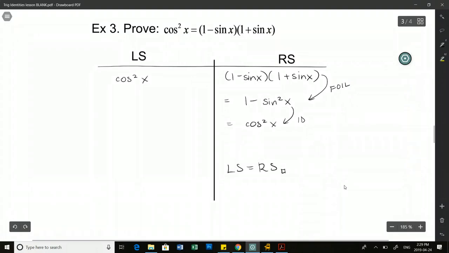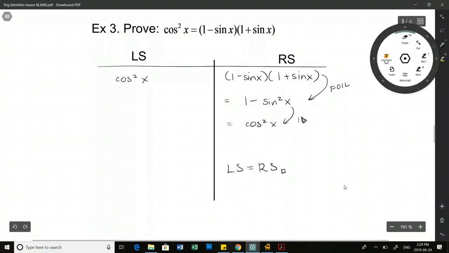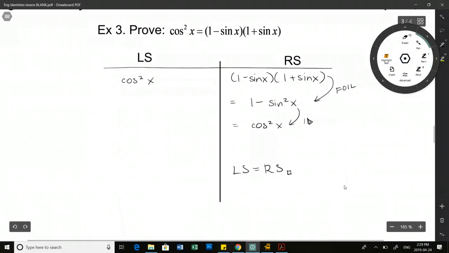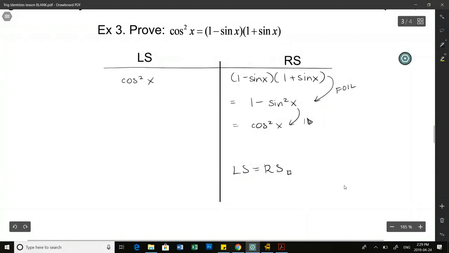Wait, you wrote ID? You guys don't have to write this. I'm just doing this for the purposes of our lesson, just in case people ask me. ID, just like identity. Do we have to say that? No, you don't have to. I'm just showing you for the purposes of this lesson, just in case people are not sure where I'm getting things.